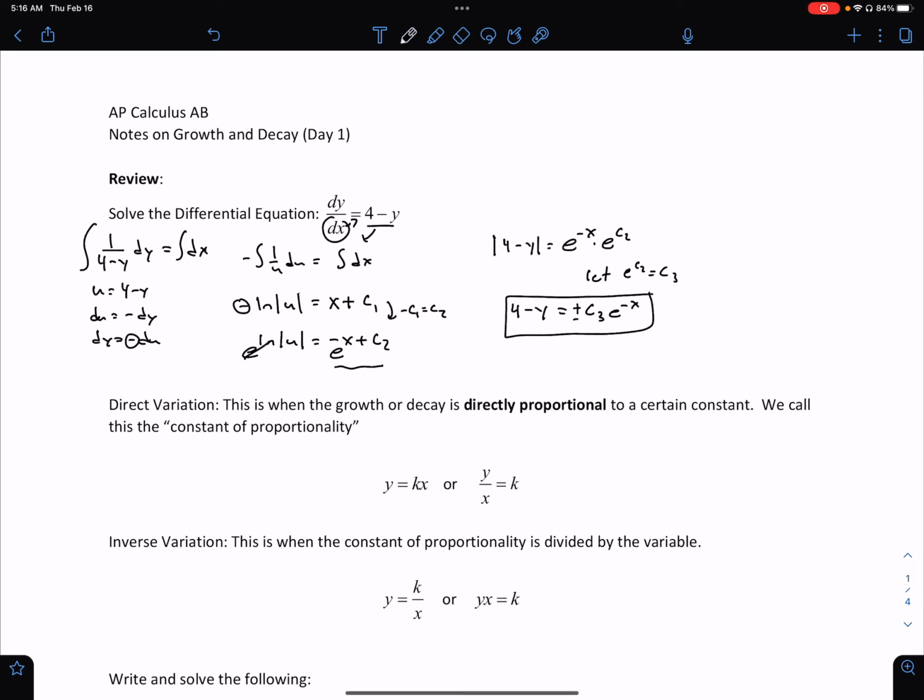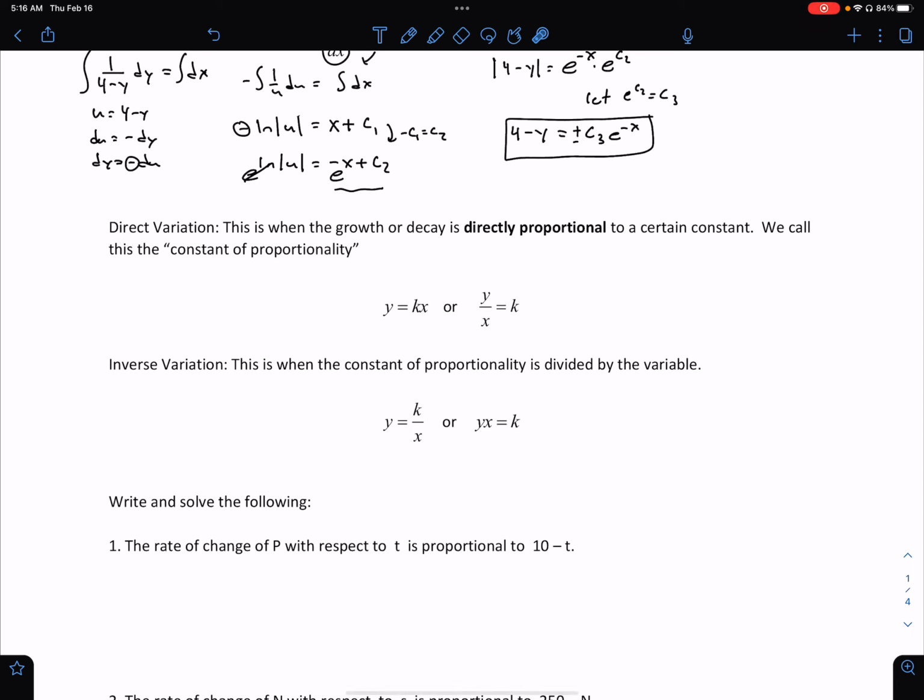Before we begin, though, we have to redefine some words from pre-cal last year. The first one is direct variation. Direct variation occurs, in a growth or decay, when we are directly proportional to a certain constant. Now, we don't know what that constant is, so we just call it the constant of proportionality. We typically use the letter k. For example, a line is a direct proportion. We have y equals kx. I could also write this as y over x equals k.